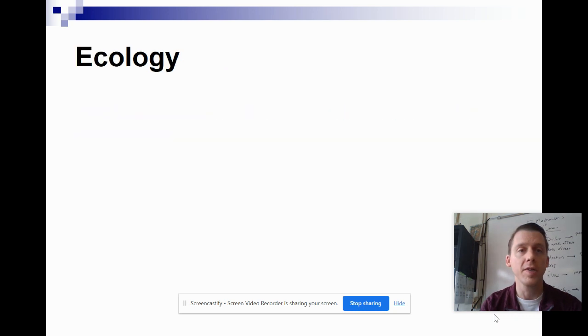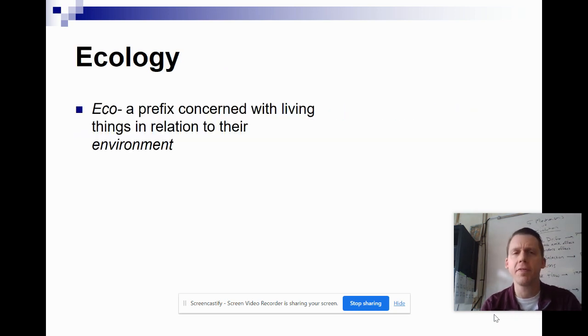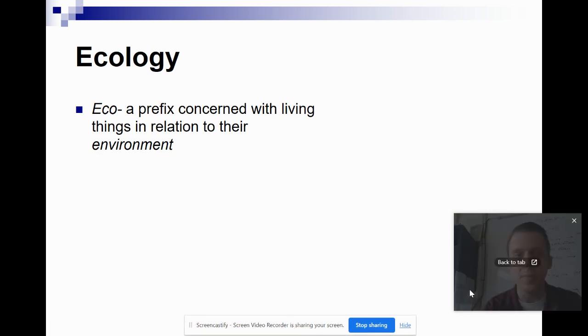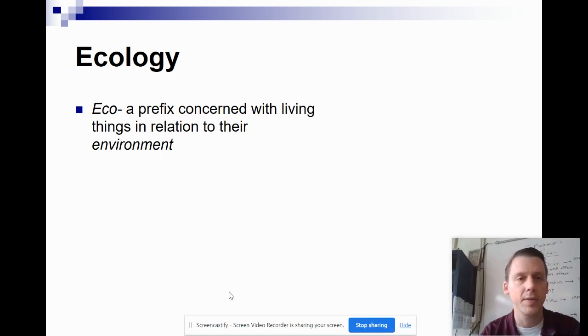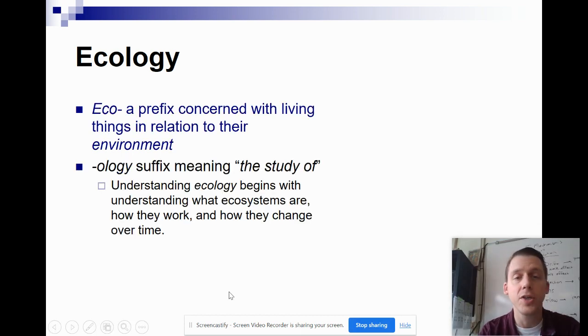So, first of all, let's start off with a quick definition of ecology. If we break down the word ecology, eco refers to the environment and living things in relationship to their environment. And then ology means the study of. So, ecology is the study of the environment and how things are connected to the environment, how the environment changes, what ecosystems there are, how they work.